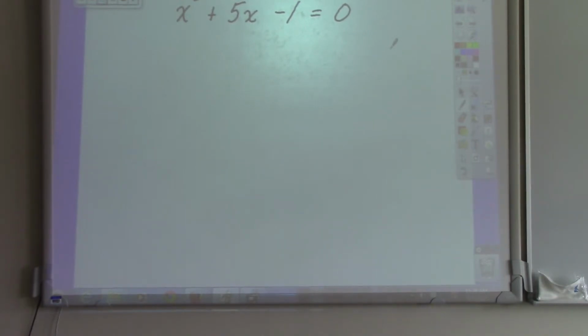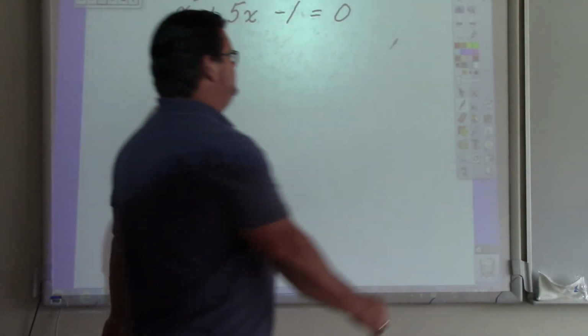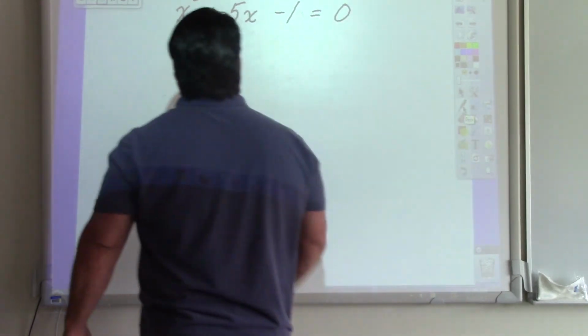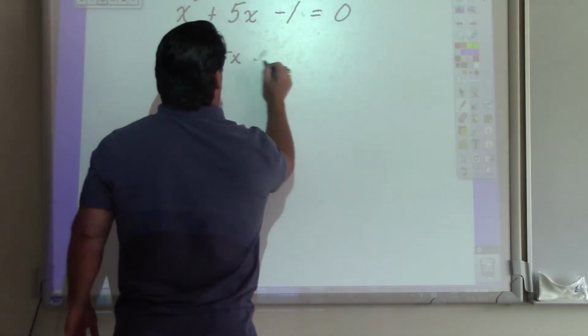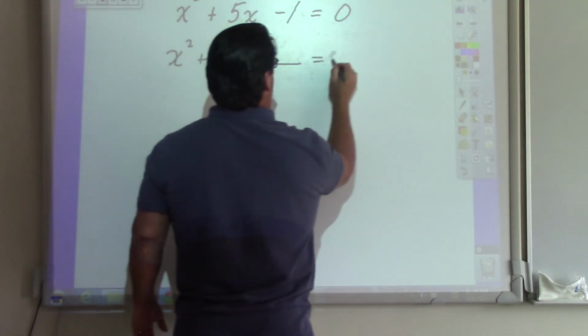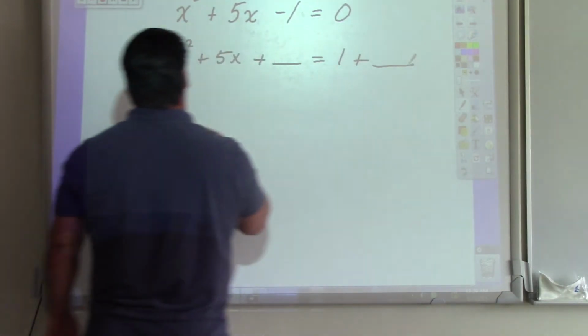All right, so y'all give up yet? Oh, yeah, I didn't even start. I think I got it right. No, you didn't. X squared plus 5x plus blank is equal to 1 plus blank. Half of 5 is 5 halves.